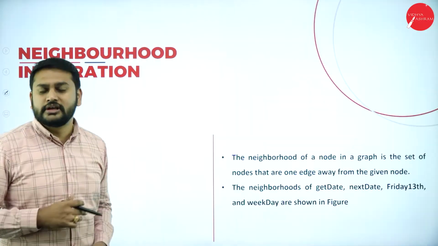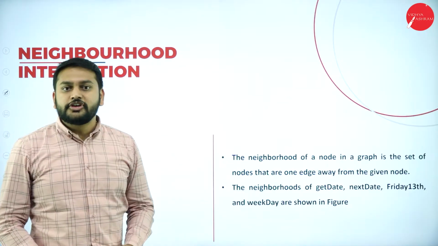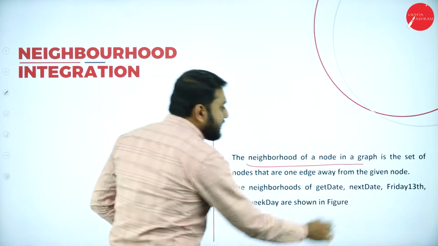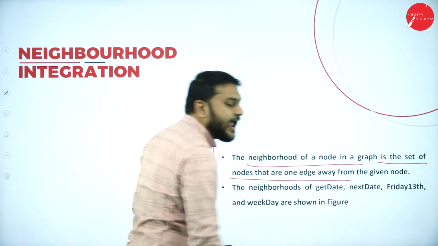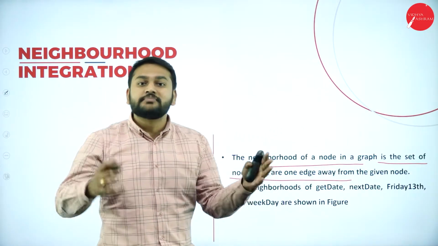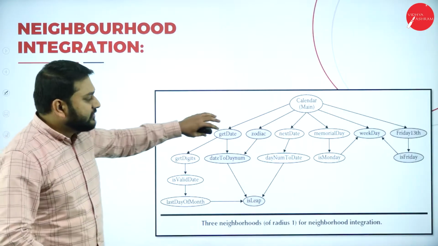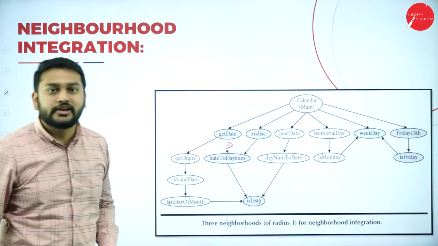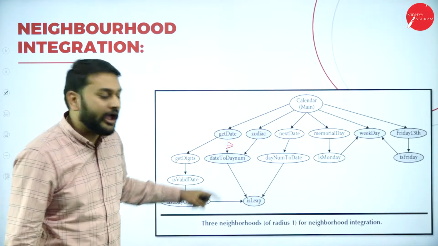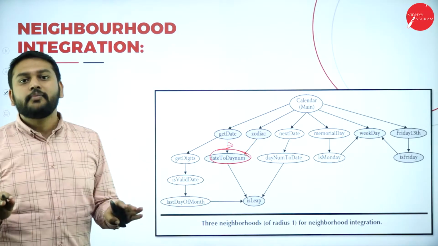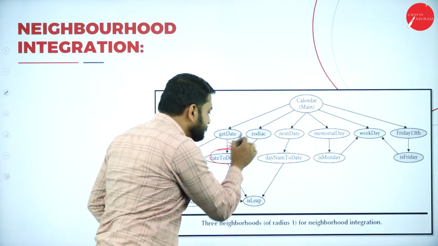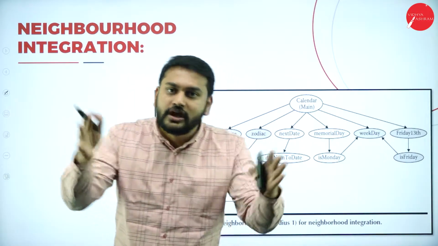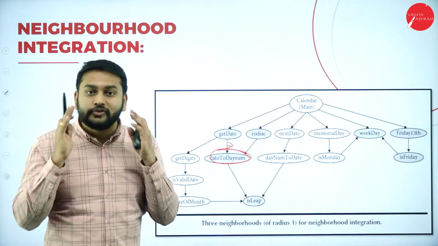What exactly is a neighborhood? Remember this definition for the neighborhood. The neighborhood of a node in a graph is the set of nodes that are one edge away from the given node. What is the meaning of it? This is my node. One edge away, this is the edge, I will call it an edge. Whatever nodes you have one edge away, I will call this a neighborhood. For this, this is a neighborhood. For this is a neighborhood. One edge away nodes, I will call a neighborhood. That's what you need to remember.